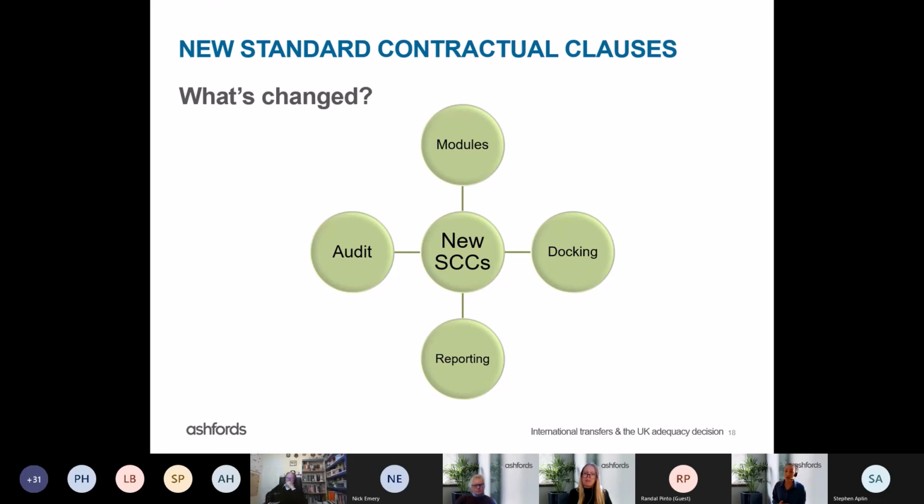So what are the key changes under the new draft SCCs? The first key change is that they are separated into modules.